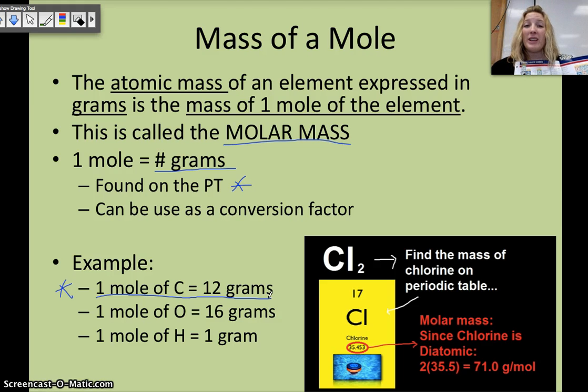So remember what a mole is, 6.02 times 10 to the 23rd. That means 6.02 times 10 to the 23rd atoms of hydrogen weigh 1 gram. 6.02 times 10 to the 23rd atoms of oxygen weighs 16 grams, and so on. When you have diatomics, these are actually compounds. So we have to think of more than one of them. One of them weighs 35.5, 2 of them are going to weigh 2 times that. So the molar mass would be 71.